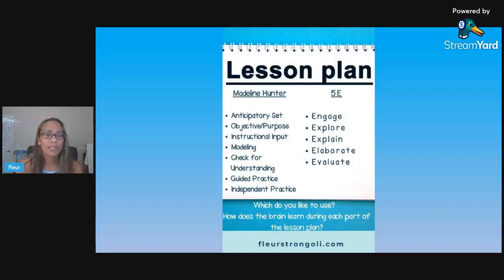So let's go ahead. We're going to compare these two, the most popular lesson plan formats, Madeline Hunter, which we learned about back in college, and the 5E lesson plan, which lends itself more to science and other subject areas as well. So I know our district, they're going to evaluate us based on Madeline Hunter. And if that's the same with your district and you're wondering, well, how can I incorporate a 5E lesson if they're assessing me or evaluating me on Madeline Hunter?